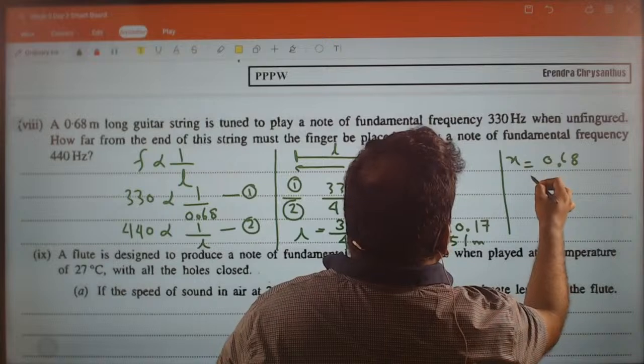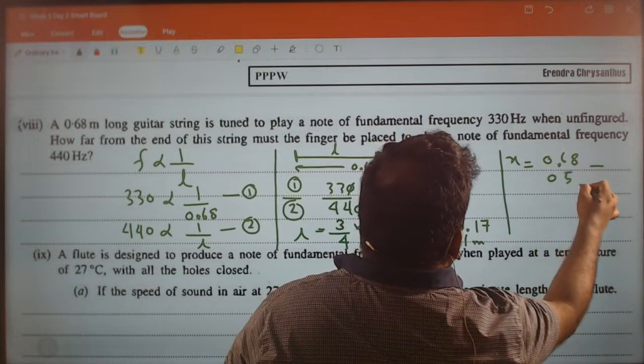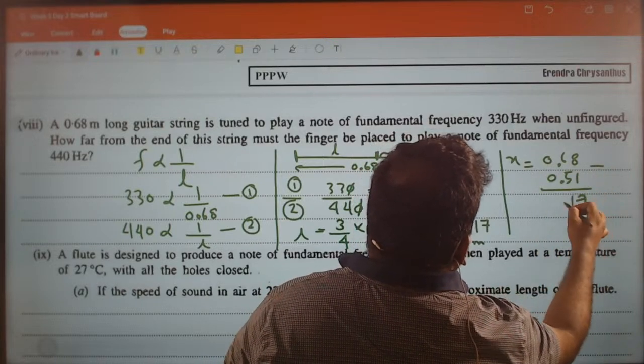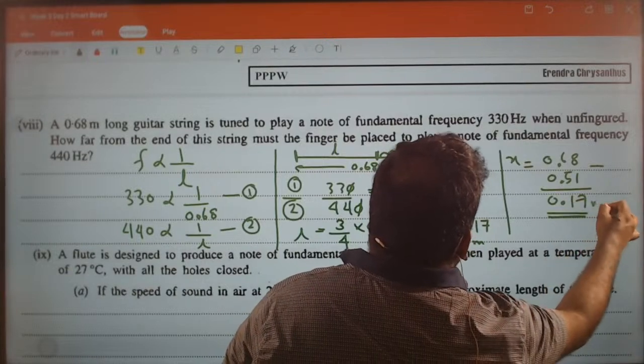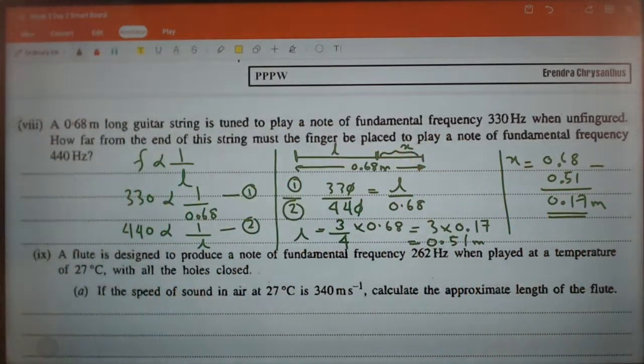So Nx is equal to how much? 0.68 minus 0.51, which is 0.17 meters from that particular end. Careful. 0.17 meters from that particular end. Right.